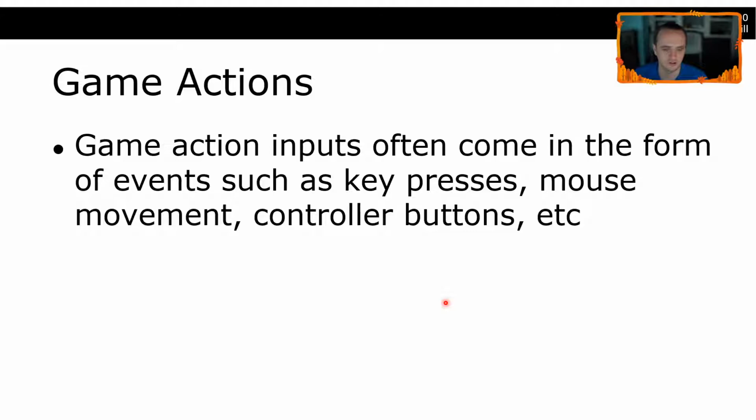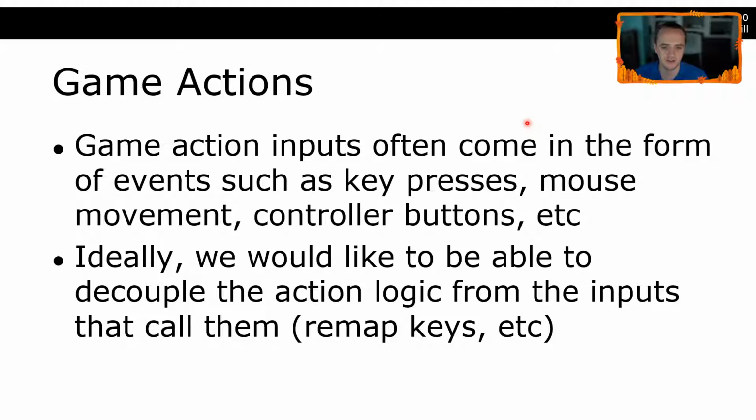So there's lots of different ways that we can put input into our program, but what we want is a way of handling the actions that those inputs represent. So ideally, we want to be able to decouple the action logic from the inputs that call them. For example, in assignment two, which I'll show, we had things like if the W key is pressed, move the player up, or if the mouse button is pressed, shoot the thing. We don't want to be relying on specific inputs to trigger our actions.